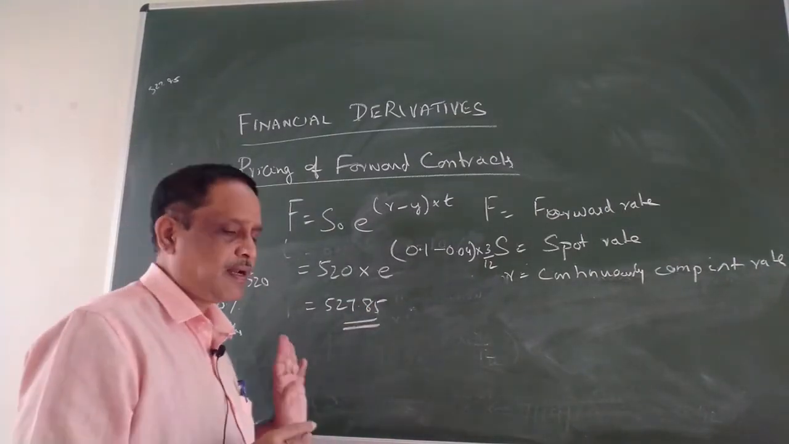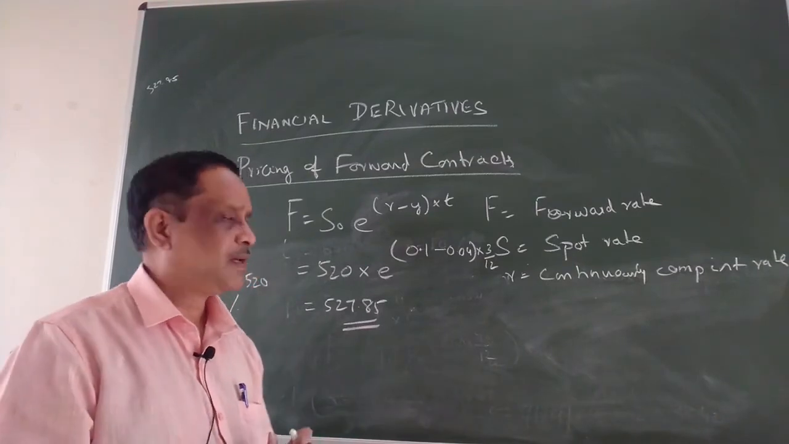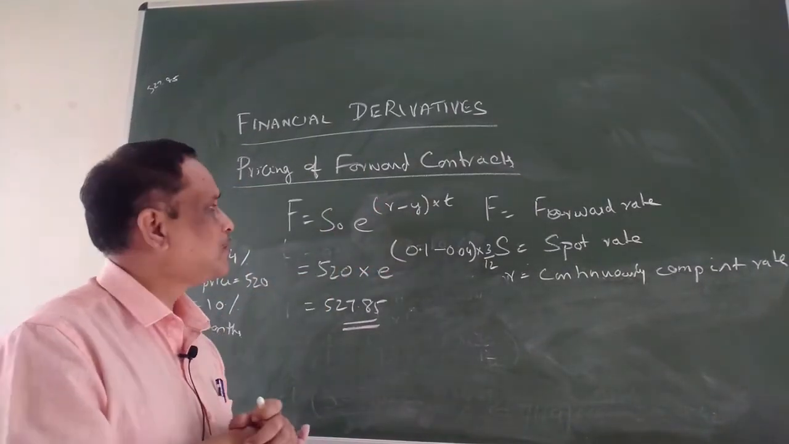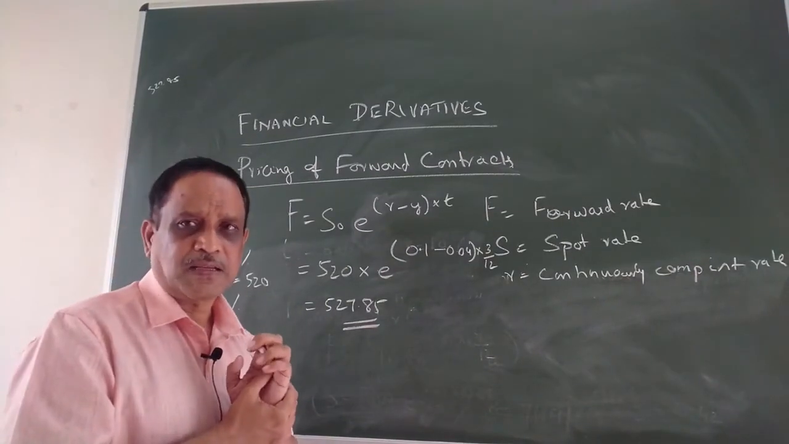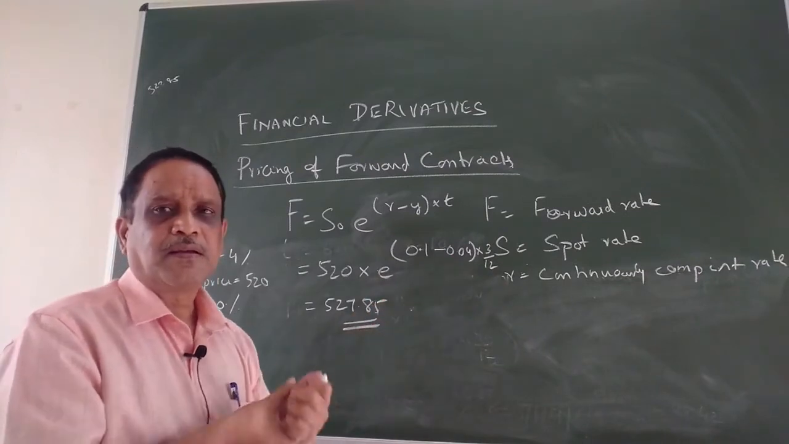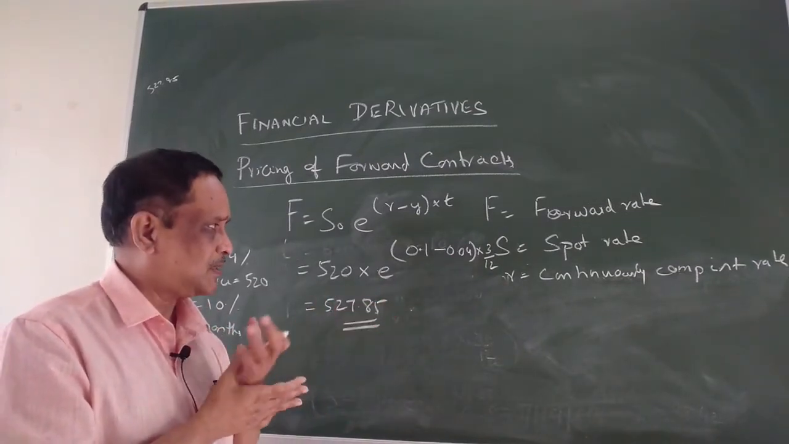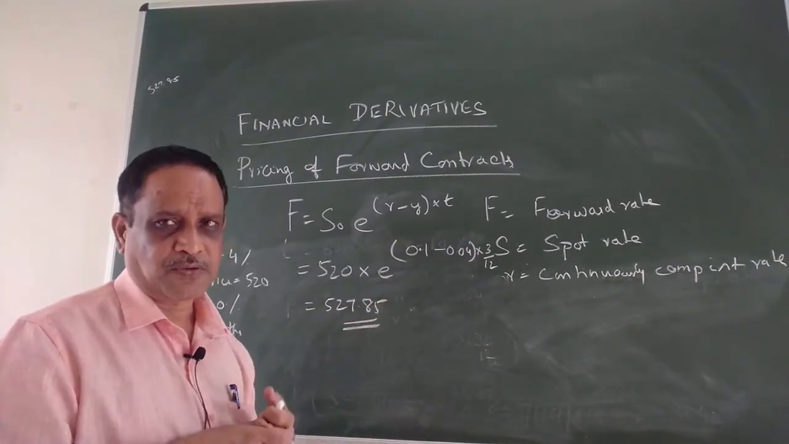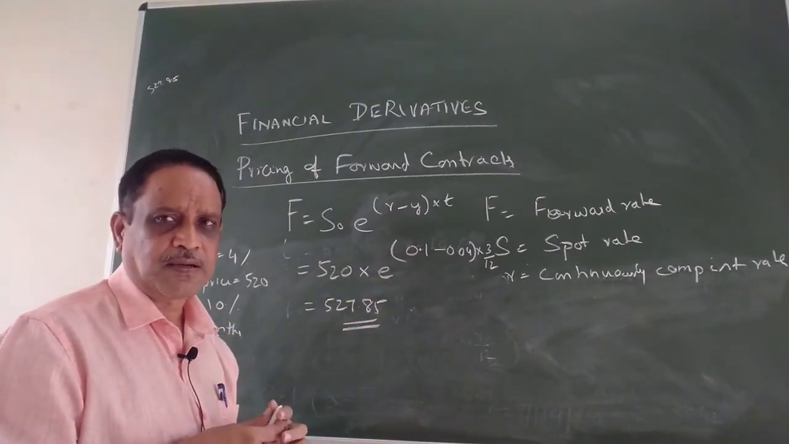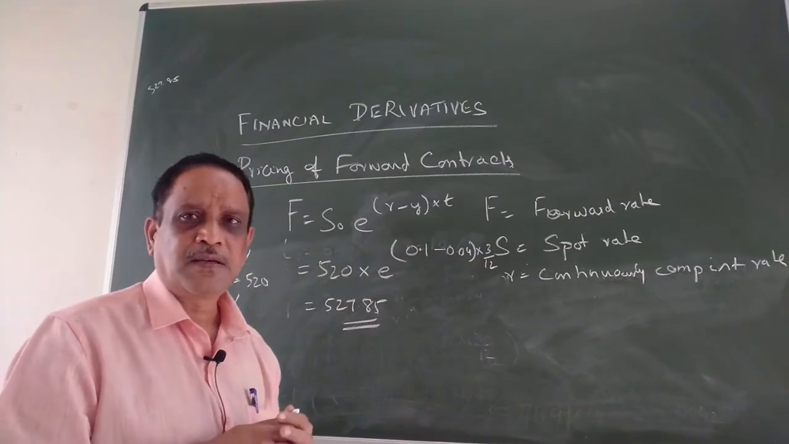Actually, when the yield is given, the problem is easy. You just apply the formula e power (r minus y) into t, and be careful when you apply the yield percentage. If it is 4%, it has to be written as 0.04, and the continuously compounded interest rate of 10% is written as 0.1.